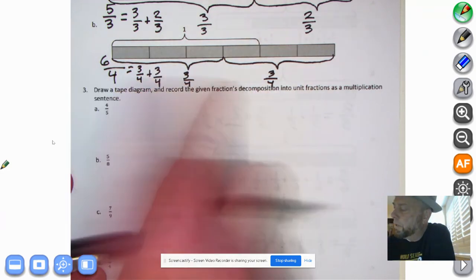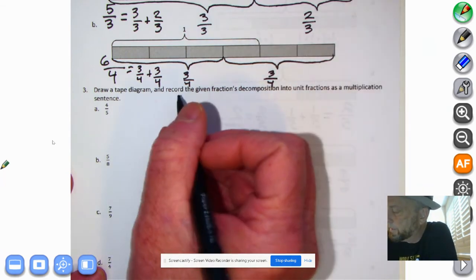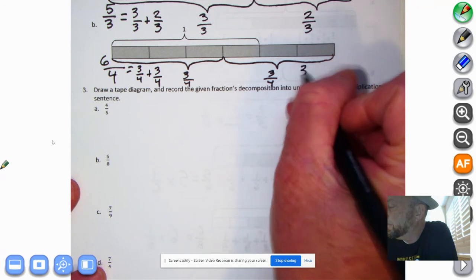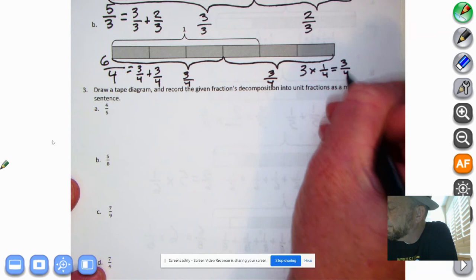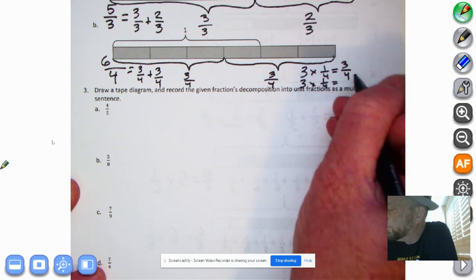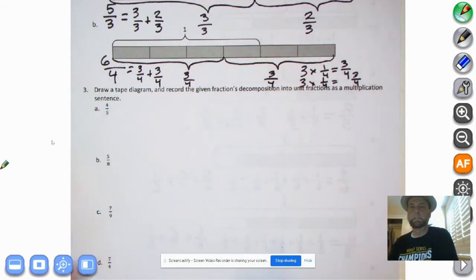But I can also multiply like I did up here. I go 3 times 1/4 equals 3/4, and 3 times 1/4 equals 3/4. Why don't I do it over here? 3 times 1/4 equals 3/4, and 3 times 1/4 equals 3/4. So I did 3/4 plus 3/4, 6/4, and that's how we do it.